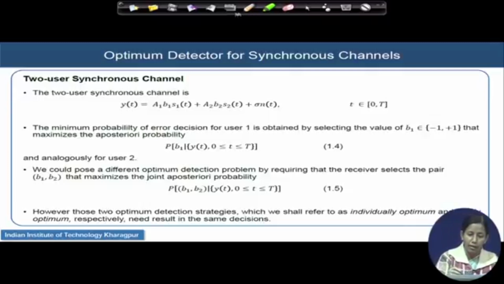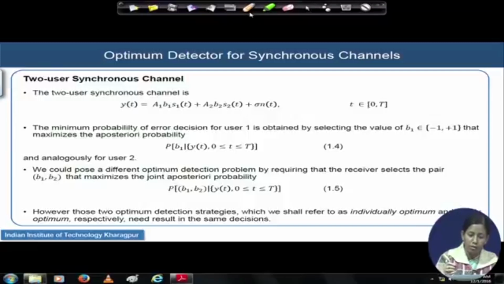So, I have extended the initial expression I showed at the beginning. Now, I am breaking it up, and you are basically receiving A1 B1 S1(t) plus A2 B2 S2(t) plus sigma n(t). So, the signal corresponding to user number 1 plus the signal corresponding to user number 2, additive with the AWGN noise. That is all you are receiving.